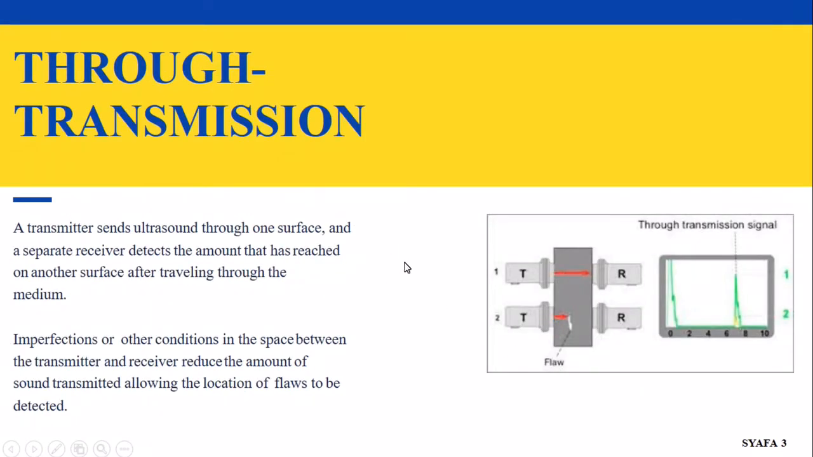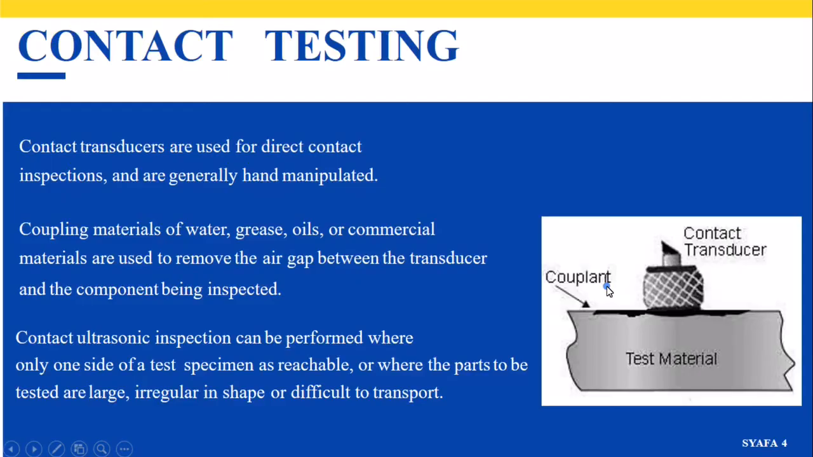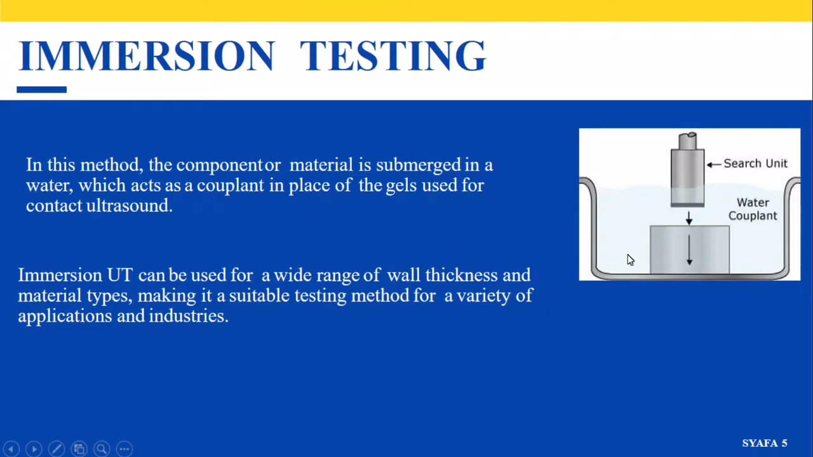In through transmission testing, a transmitter sends ultrasound through one surface and a separate receiver detects the amount that has reached another surface after traveling through the medium. In contact testing, contact transducers are used for direct contact inspection and are generally hand manipulated. Coupling materials of water, grease, oil are used to remove the air gap between the transducer and the component being inspected. In immersion testing, the component or material is submerged in water which acts as a coupling in place of the gel used for contact ultrasound.